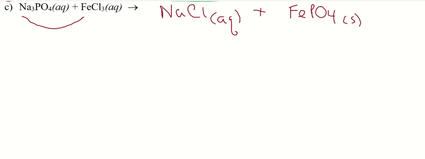Okay, you've got 3 sodiums on the reactant side, so I'm going to put a 3 there. That's going to give us 3 chlorides as well, so that's going to balance. That's good. That's it: 1, 1, 3, 1. So let's write the complete ionic equation.